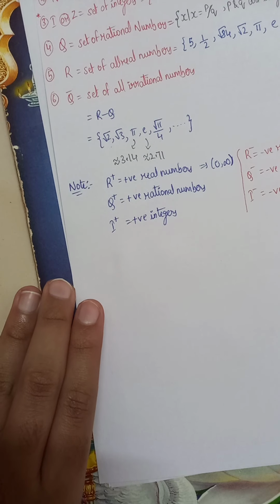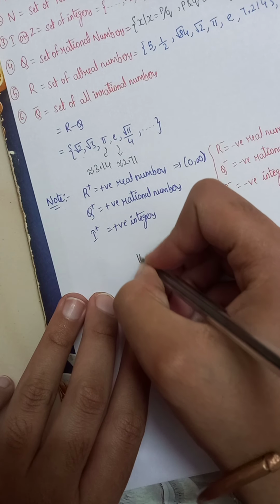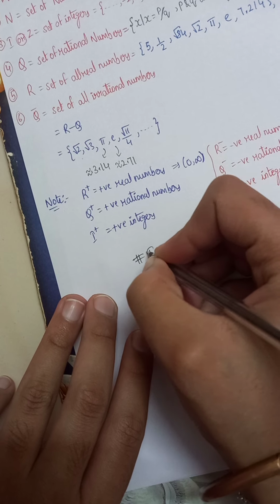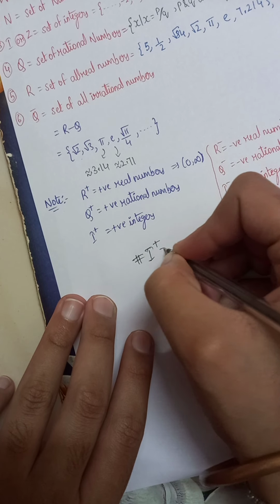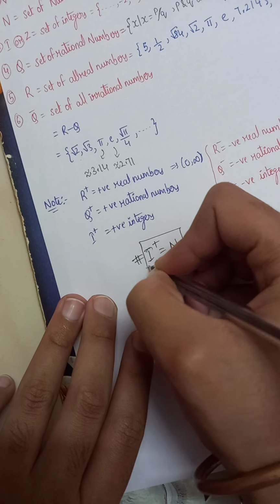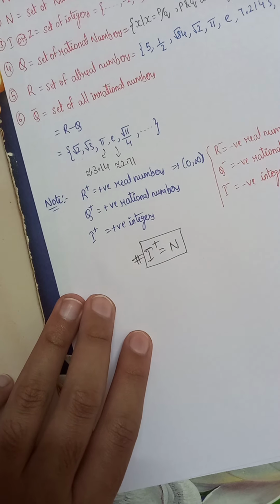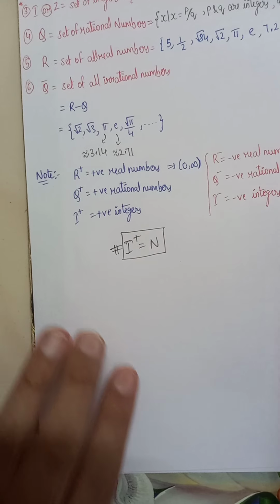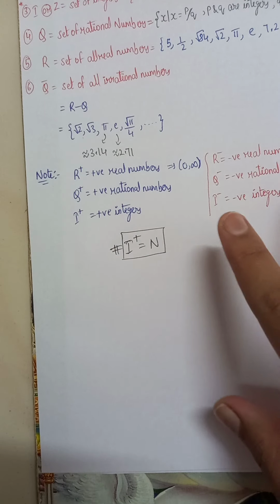And one more point to note: I plus is nothing but the natural numbers. You can take I plus as natural numbers, since 0 is neither positive nor negative.